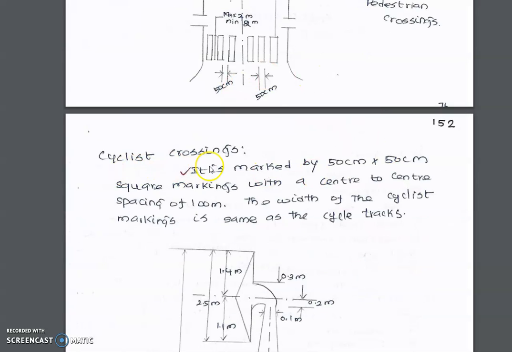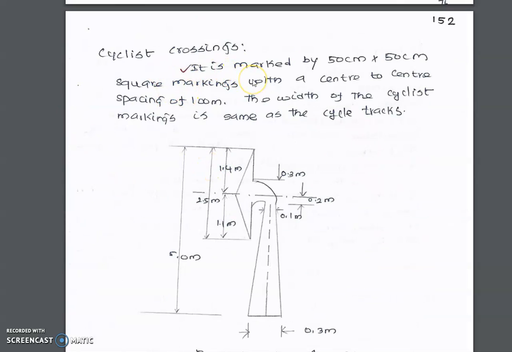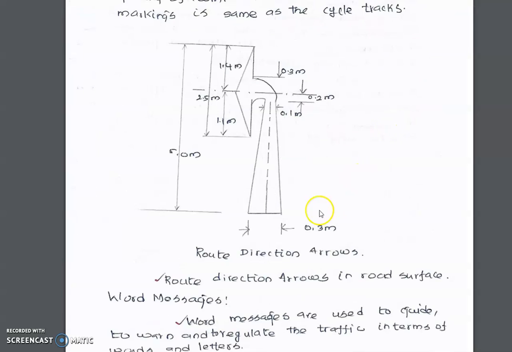So the cyclist crossing is marked by 50 centimeter by 50 centimeter square marking with a center to center spacing of 100 meter. The width of the cyclist marking is the same as the cycle track. So see from here the exact portion, this area is called 0.3 meter, whereas from the marked location it is 0.1 meter. The size between these 2 points is called 0.2 meter, and this point is 0.43 meter.